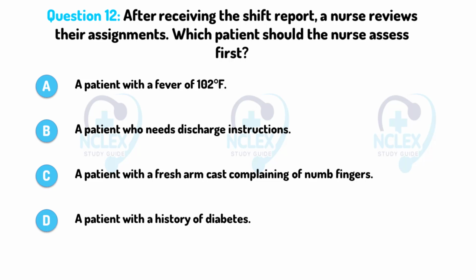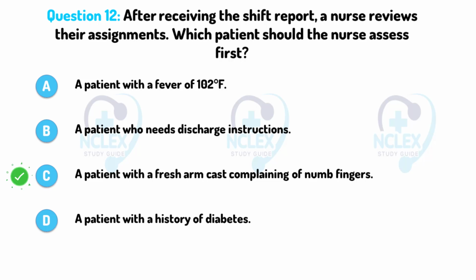Question 12. After receiving the shift report, a nurse reviews their assignments. Which patient should the nurse assess first? Choices. A. A patient with a fever of 102 degrees Fahrenheit. B. A patient who needs discharge instructions. C. A patient with a fresh arm cast complaining of numb fingers. D. A patient with a history of diabetes.